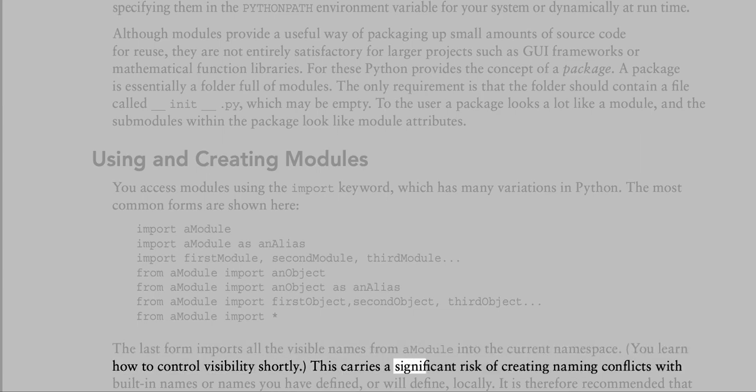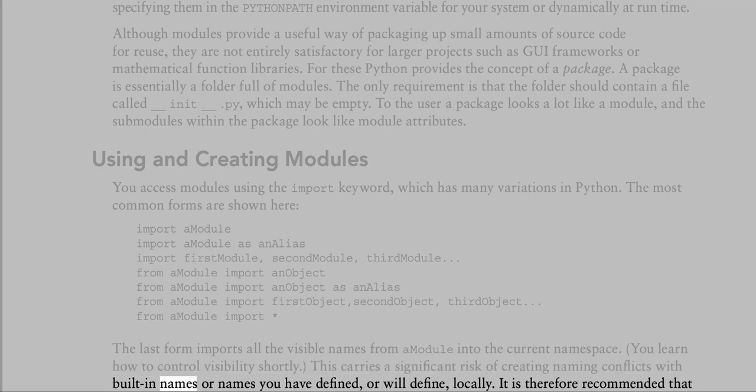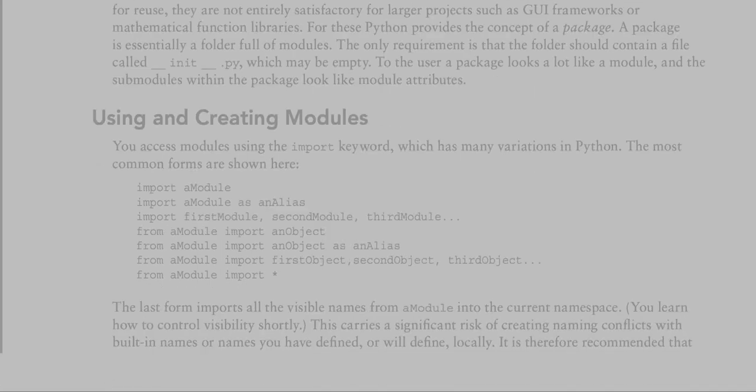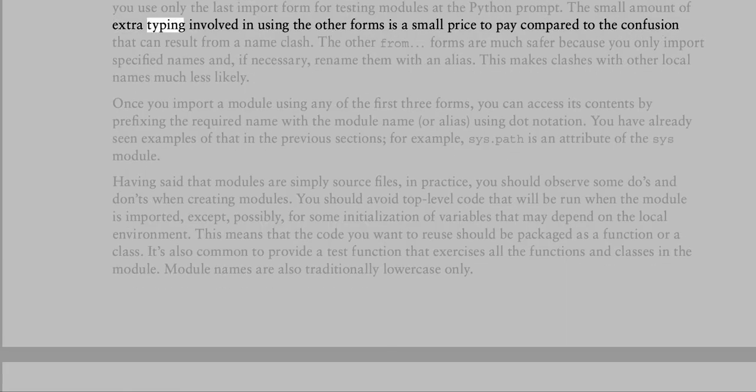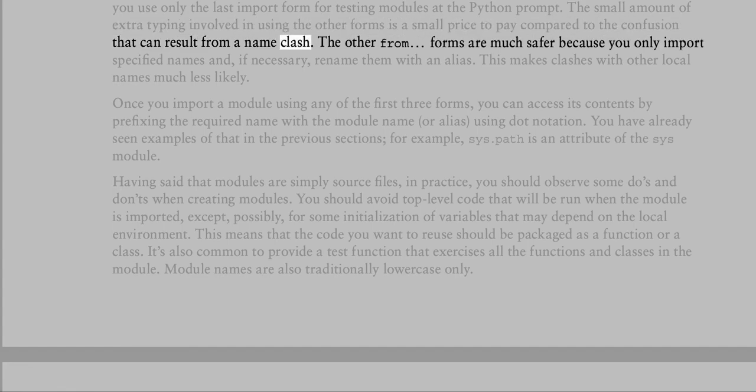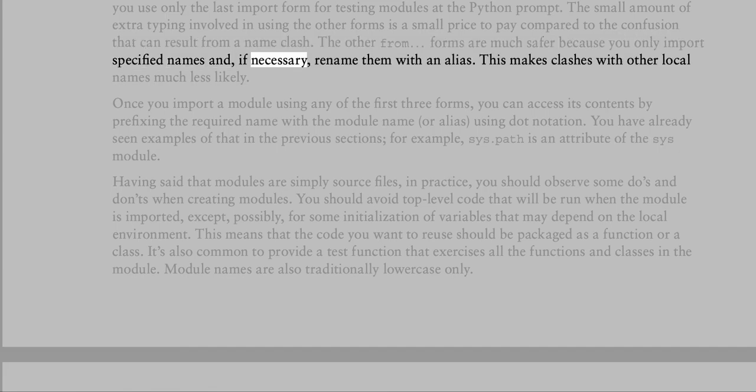This carries a significant risk of creating naming conflicts with built-in names or names you have defined or will define locally. It is therefore recommended that you use only the last import form for testing modules at the Python prompt. The small amount of extra typing involved in using the other forms is a small price to pay compared to the confusion that can result from a name clash. The other forms are much safer because you only import specified names and, if necessary, rename them with an alias. This makes clashes with other local names much less likely.